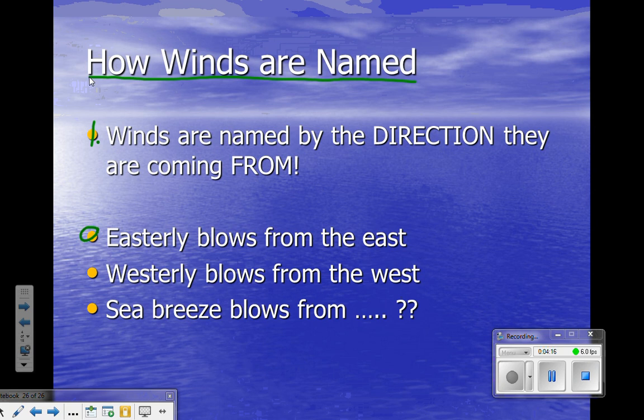So example is easterly blows from the east, westerly blows from the west, and a sea breeze blows from what? Raise your hand. Max, you're right, from the sea. Okay, get that written down, that winds are named by the direction they are coming from. So we're going to look at some local winds that you feel when you would go to the beach.